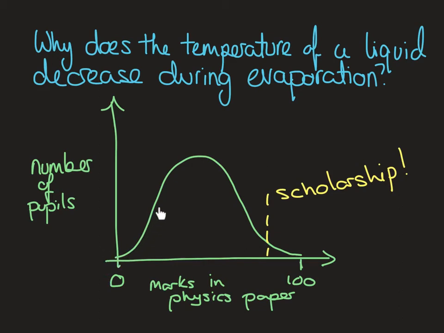So if I'm going to show this on the graph, the effect of the scholarship, imagine I draw a little dashed line here, and every student that gets above, probably about 90% in their physics paper, they all get a scholarship to go to the special physics college, and they all leave. So if we imagine that all of these students here didn't go to the school anymore, what would happen to the average mark of these remaining students here? And the obvious answer is the average mark is going to go down. So let's look at how this is useful in thinking about evaporation.